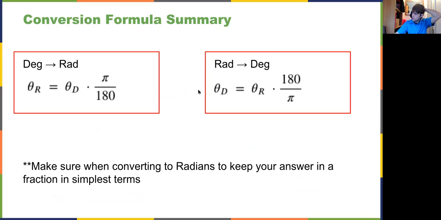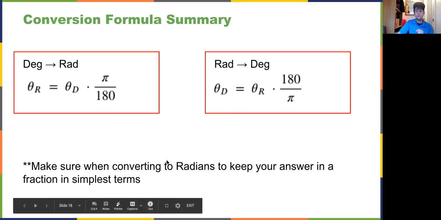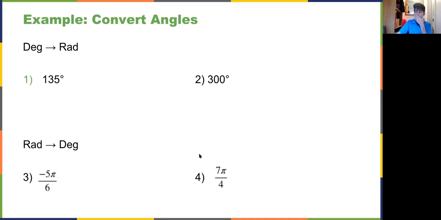So here, real quick, is a summary of those two formulas we just talked about. If we want to figure out an angle measurement in radians, we multiply the degrees by pi over 180. If we want to go the other way, we multiply the angle measurement in radians by 180 over pi to give us degrees. Very simple process. Obviously, we want to make sure we reduce it to simplest terms, especially when we're going into radians and probably dealing with a fraction in the end.